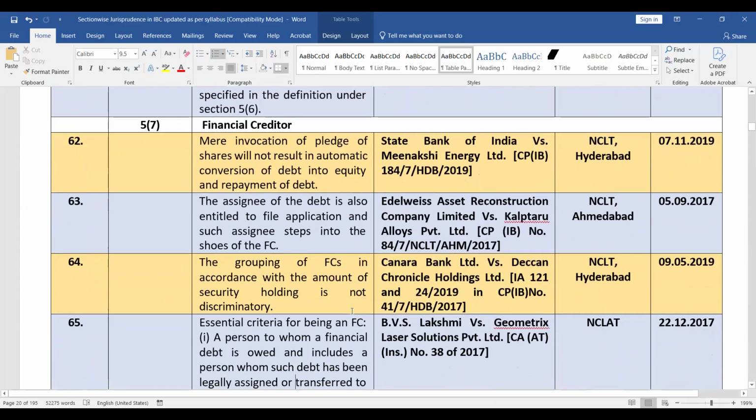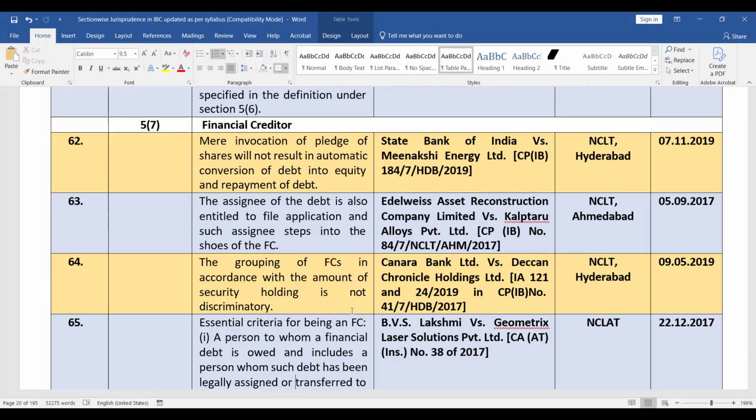Financial creditor क्या कहता है? Mere invocation of pledge of shares will not result in automatic conversion of debt into equity and repayment of debt. ठीक है. मतलब ये है कि अगर एक आदमी ने अपने शेयर्स प्लेज कर रखे हैं, आपने वो शेयर्स इन्वोक कर लिए, आपने वो प्लेज को इन्वोक कर लिया, क्योंकि एक आदमी ने क्या किया? शेयर्स दे दिए बैंक को और उसके अगेंस्ट में लोन ले लिया. अब वो पैसे नहीं दे रहा, बैंक वो अपना प्लेज इन्वोक कर देता है. तो ये है कि it will not result in automatic conversion of debt into equity and repayment of debt. ठीक है. मतलब ये कि वो डेट इक्विटी में कन्वर्ट नहीं हो जाएगा. एक आदमी ने शेयर्स प्लेज कर दिए और बैंक से लोन ले लिया, तो वो तो डेट ही है ना, वो इक्विटी तो नहीं है.